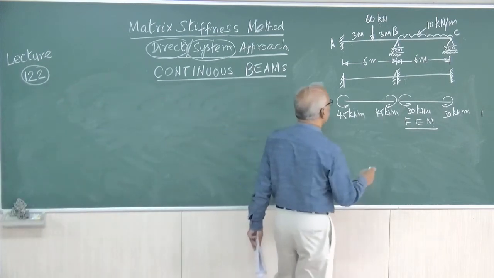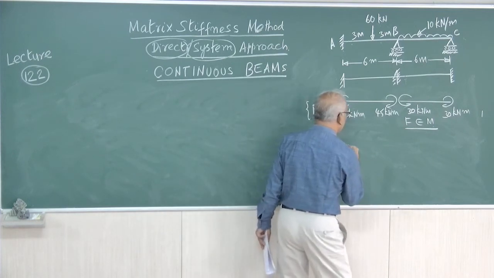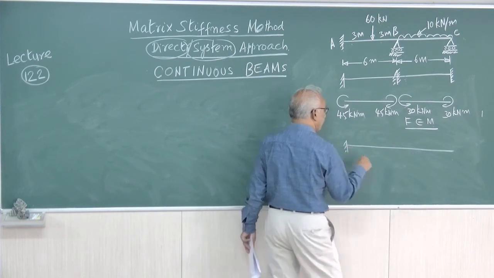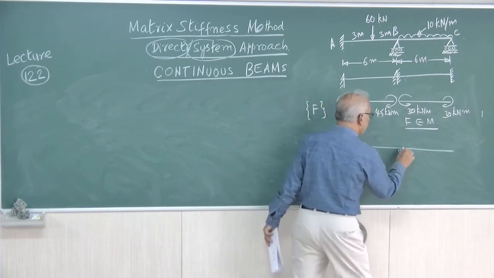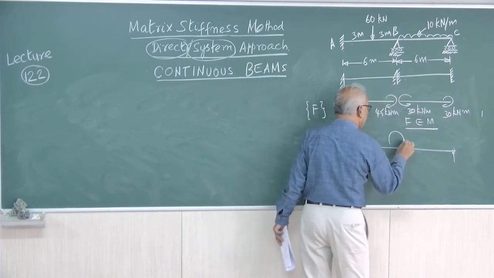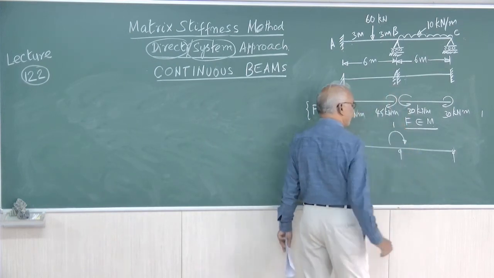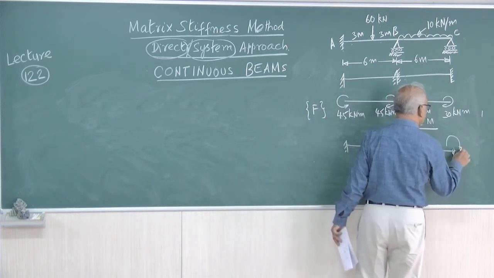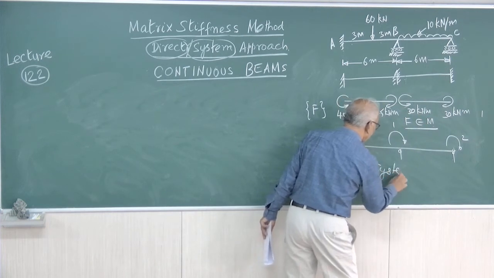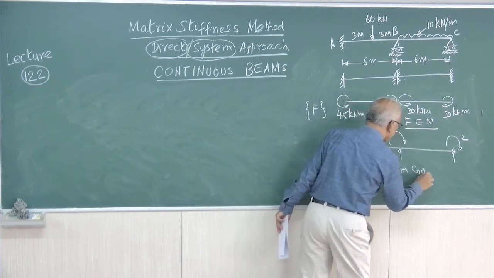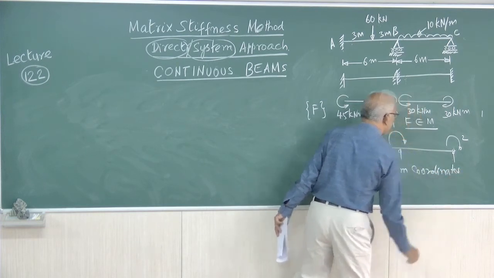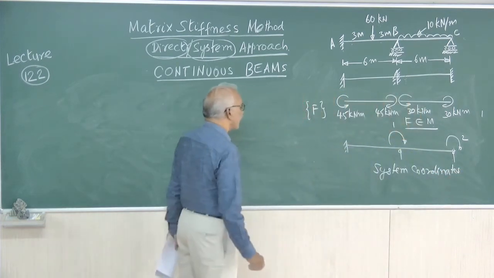Now, here theta b is one coordinate. This is the beam, this is one support, this is another support. So, corresponding to this we have system coordinate 1, corresponding to this we have system coordinate 2. There are two system coordinates, right.